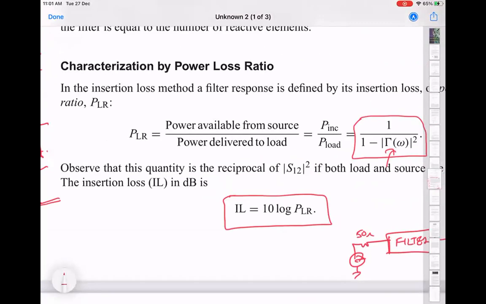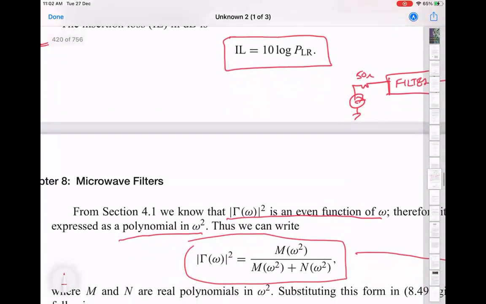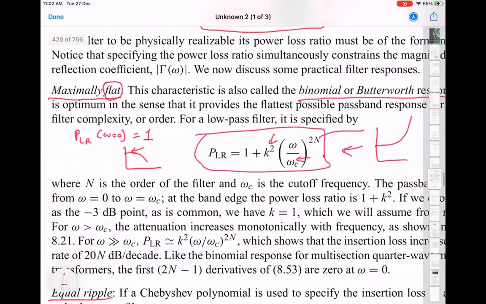This quantity here. In fact, we can see the exact definition, right? So gamma square is the reflected power. 1 minus gamma square is the transmitted power. Here we are assuming that there is no other type of loss in the circuit which absorbs energy. So then this is basically 1 over the transmitted power. That's the power loss ratio. So it's not 1 minus, it's 1 over. So in log units, it's minus. So that's what it is.